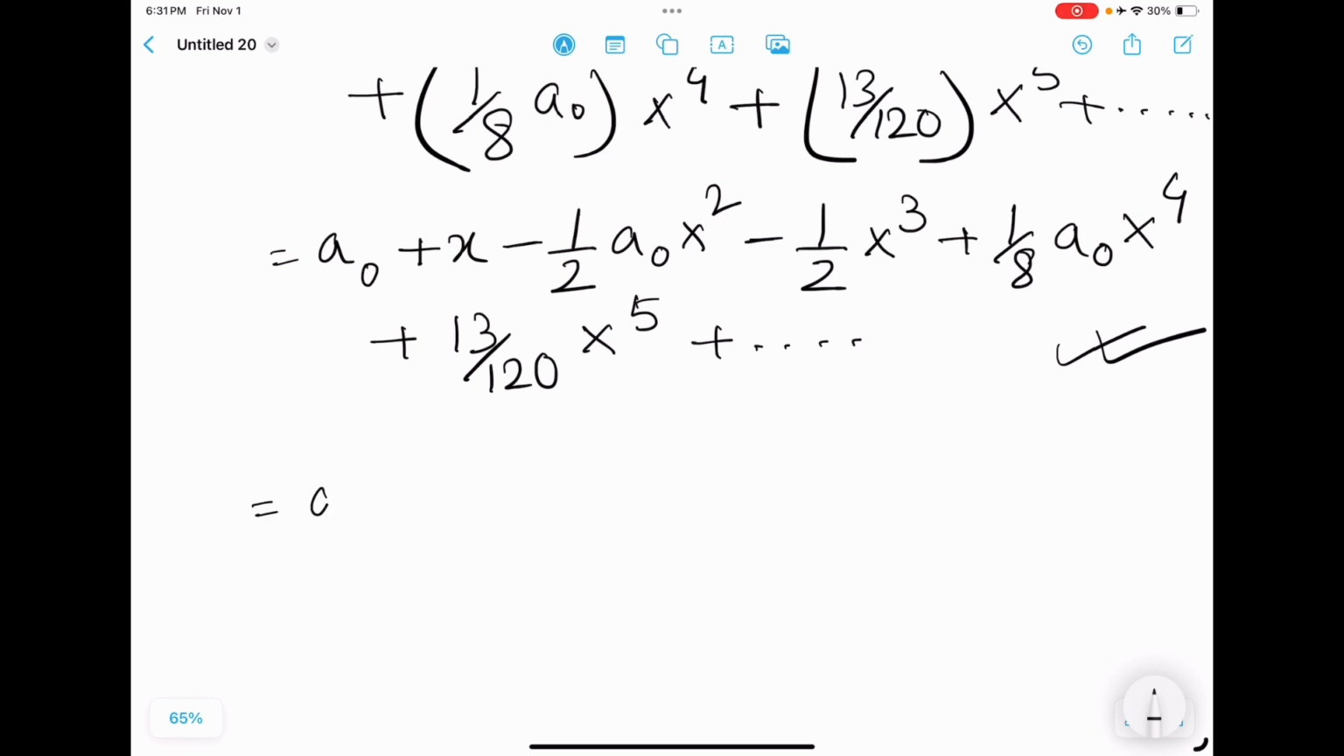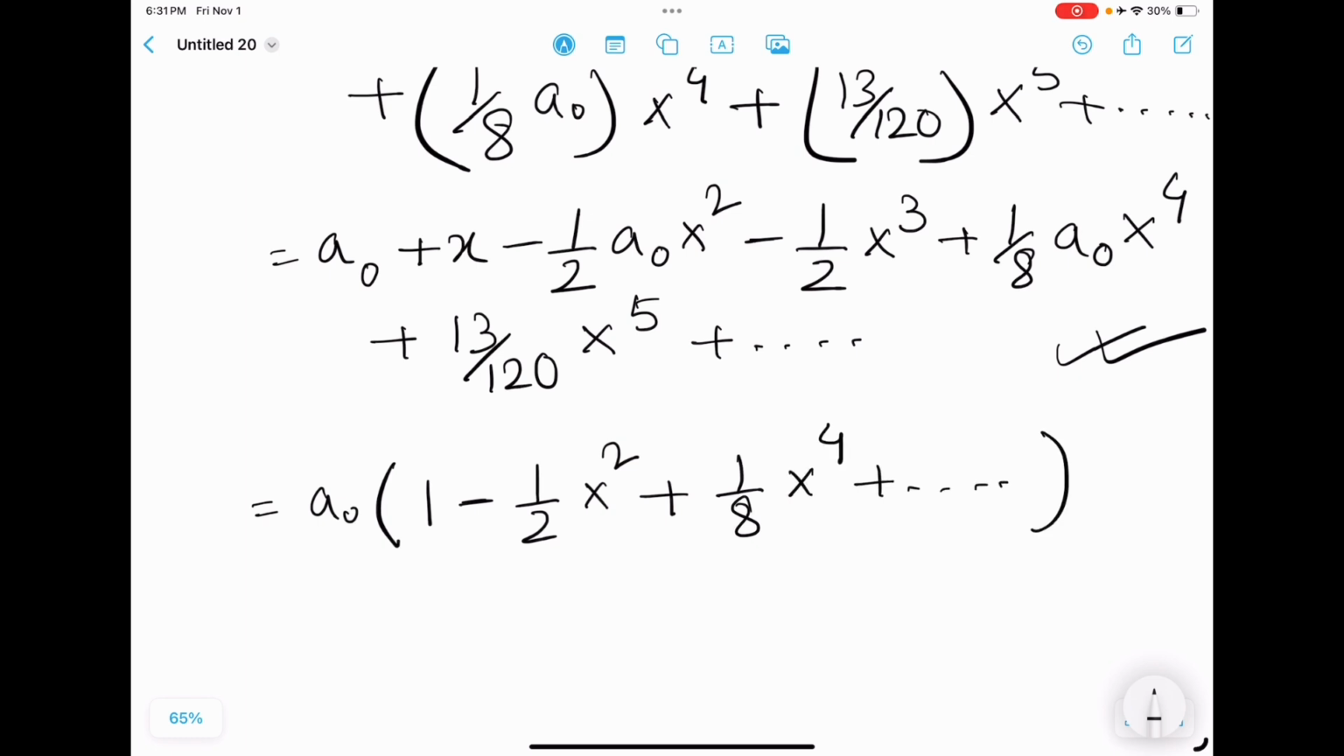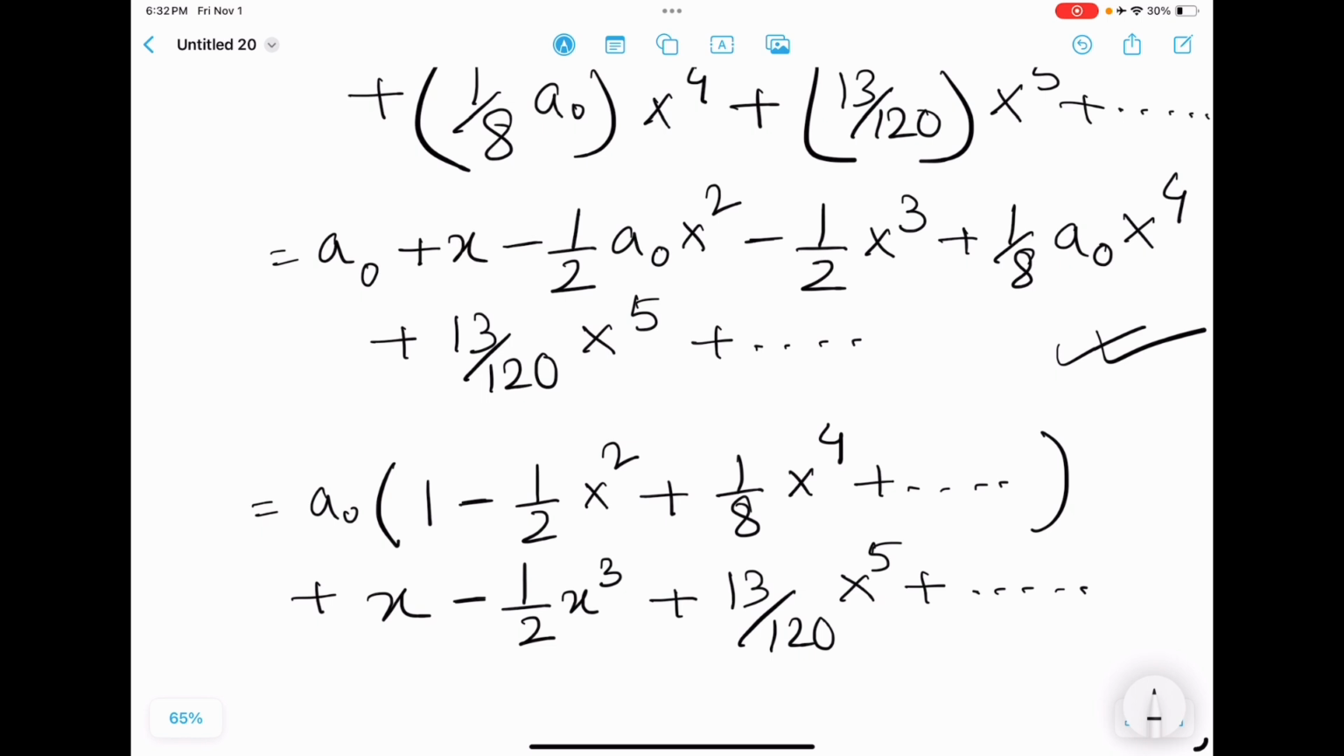So for the folks who want to group them, we can do that. So I have a sub 0 times 1 minus half x squared, and then plus 1 by 8 x to the power 4, and then so on. And then I have my constants. So I have x minus half x cubed plus 13 by 120 x to the power 5, and then so on. Okay, this is my solution.